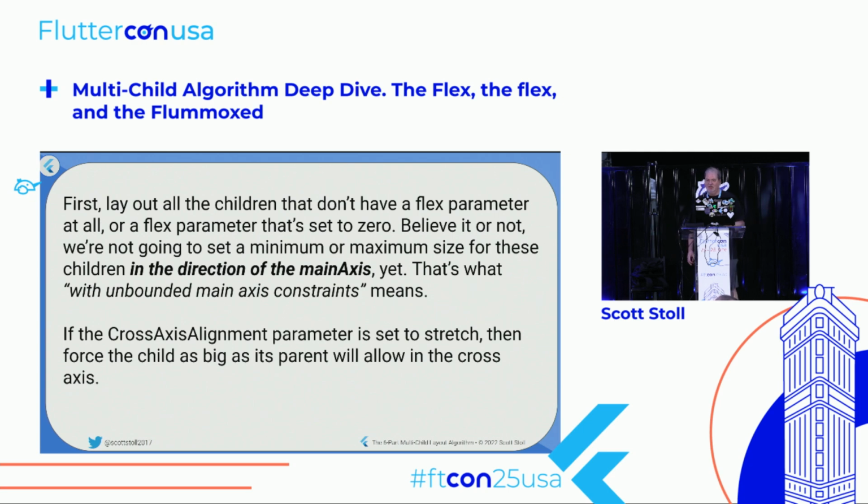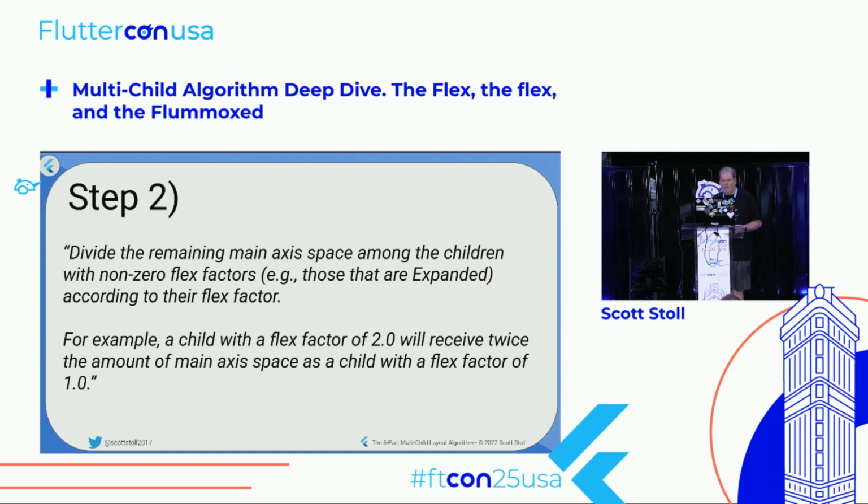Next, let's take a look at step 2. Divide the remaining main axis space among the children with non-zero flex factors, for example, those that are expanded, according to their flex factor. For example, a child with a flex factor of 2 will receive twice the amount of main axis space as a child with a flex factor of 1. What?